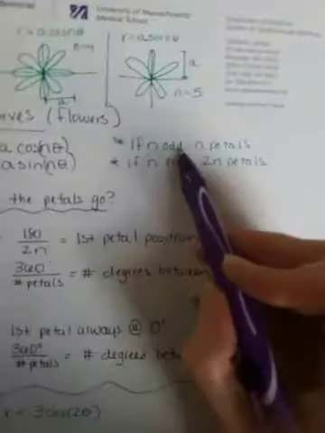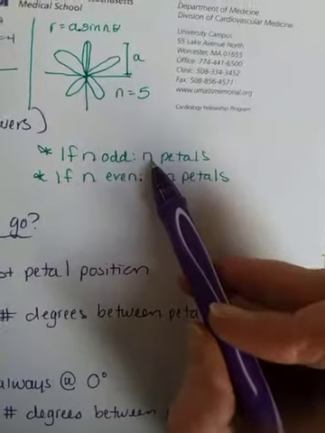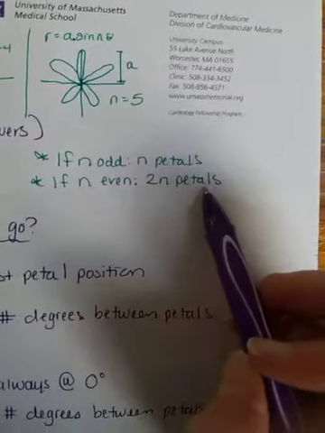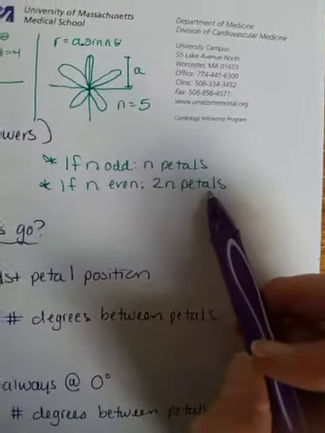Okay, so how do you figure out what these look like? Well, if n is odd, you're going to have n petals. That works for both the cosine and sine. If n is even, you have 2n petals. Again, for cosine and sine, that holds.